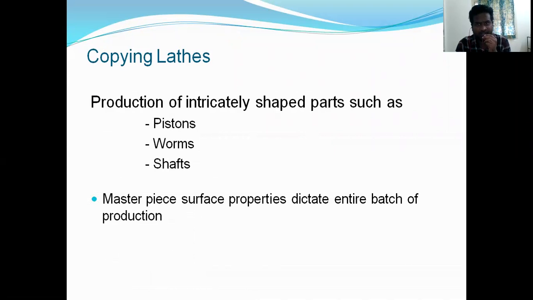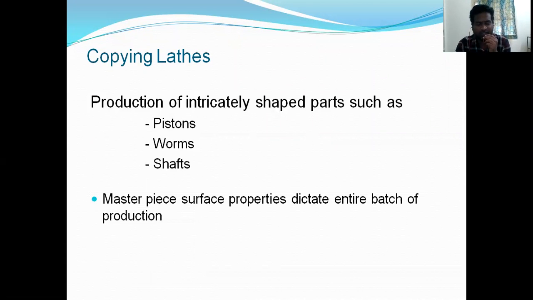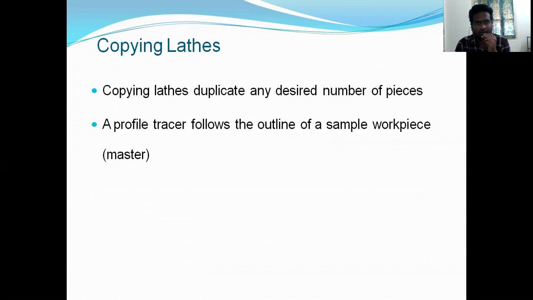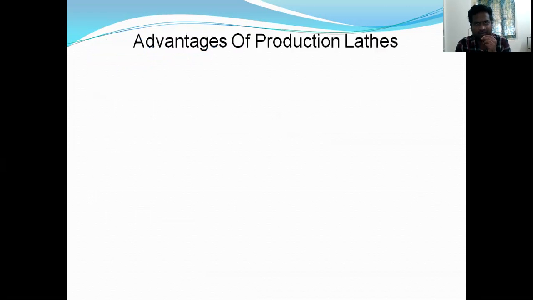Masterpiece surface properties dictate the entire batch production, right? Here the masterpiece plays the important role in the copying lathe, so the masterpiece surface properties dictate the entire batch of production. If the surface is not good, the batch from the copying lathe will not get the proper products. Copying lathes mainly duplicate any desired number of pieces. The profile tracer follows the outline of a sample one.